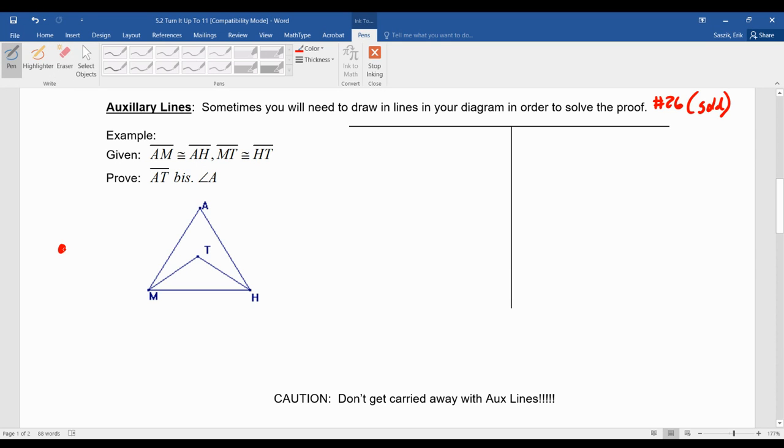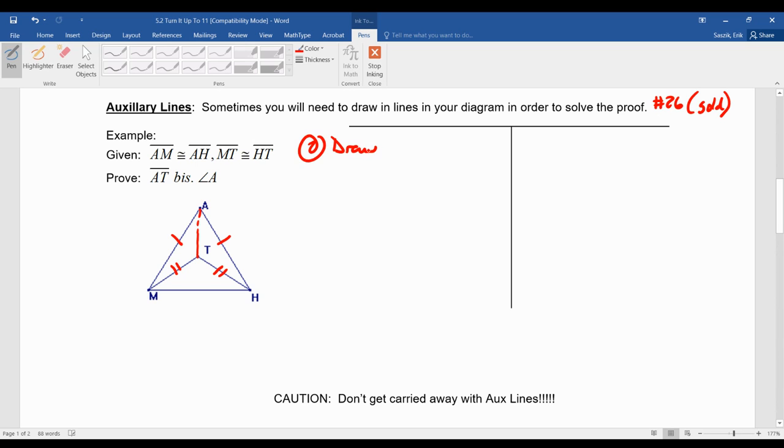But if we had 2 points, how many different lines can we draw through those 2 points? Just one, or one segment. And that's going to be very handy. So let's take a look here. So AM is congruent to AH, MT is congruent to HT. You have to prove that AT, and this is awfully leading, right? It actually mentions AT. So let's go ahead and draw that in, and you actually have a step.